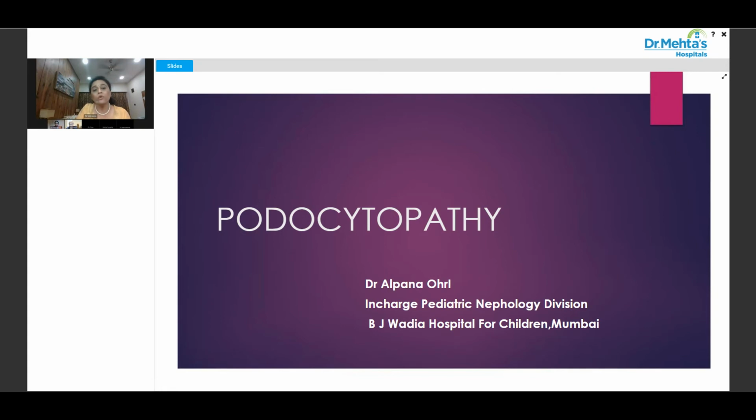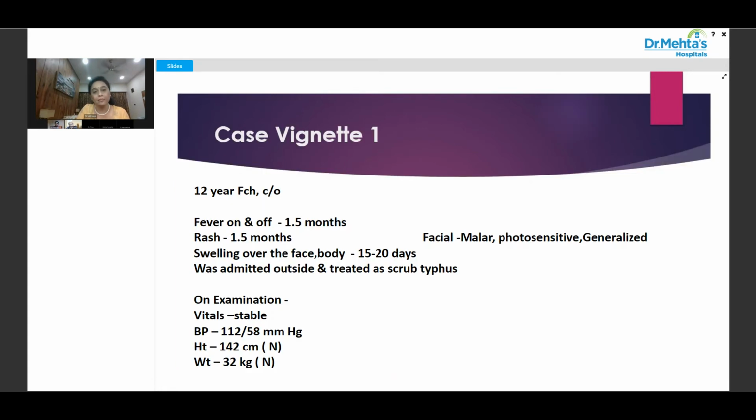Case 1 was of a 12-year-old female who presented with a history of fever on and off for 1.5 months, rash for 1.5 months, swelling over the body for the last 15-20 days, and was admitted outside and treated as scrub typhus. On examination, she had the typical rash, which was a malar rash, photosensitive, and there was also a generalized rash all over the body.